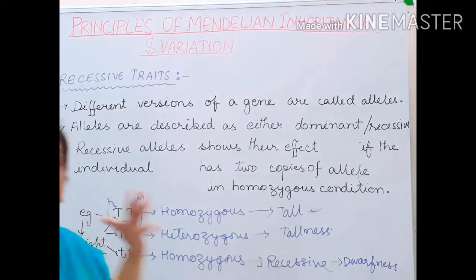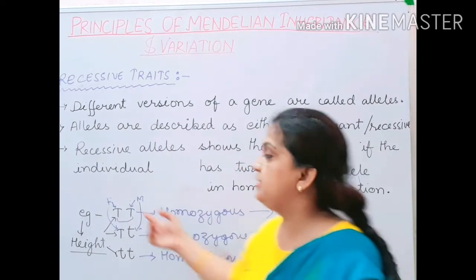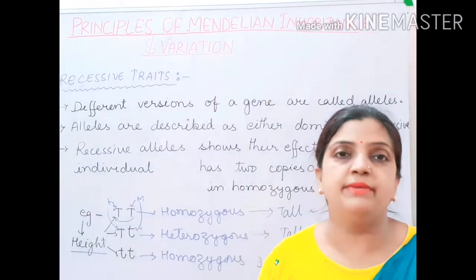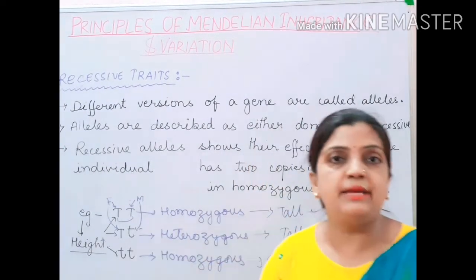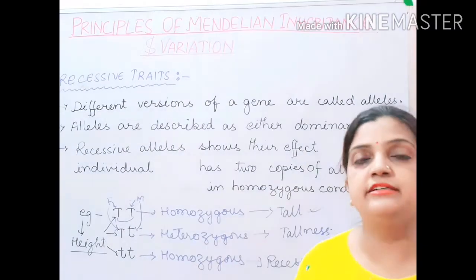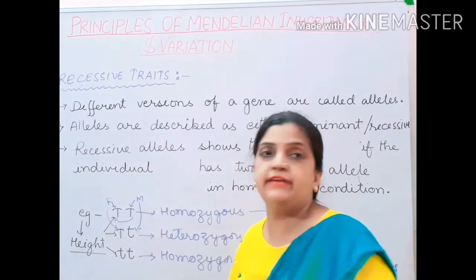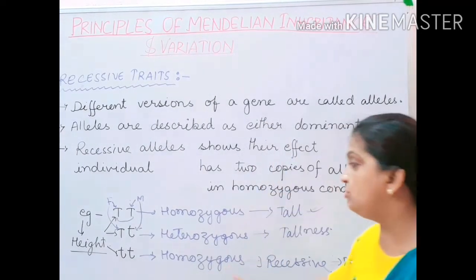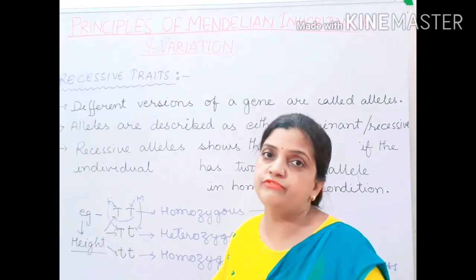So here I have taken the example of height. In height, 2 characters are there, that is tallness and dwarfness. If capital T and capital T homozygous condition is coming, then it is already a dominant character. If capital T and small t, a hybrid type of genotype, is obtained, then it is heterozygous condition, but the character will be dominant over here. But when I am taking small t and small t, recessive type of genotype, then the condition is homozygous, but the character will be expressed in the recessive form, in the dwarfness form.